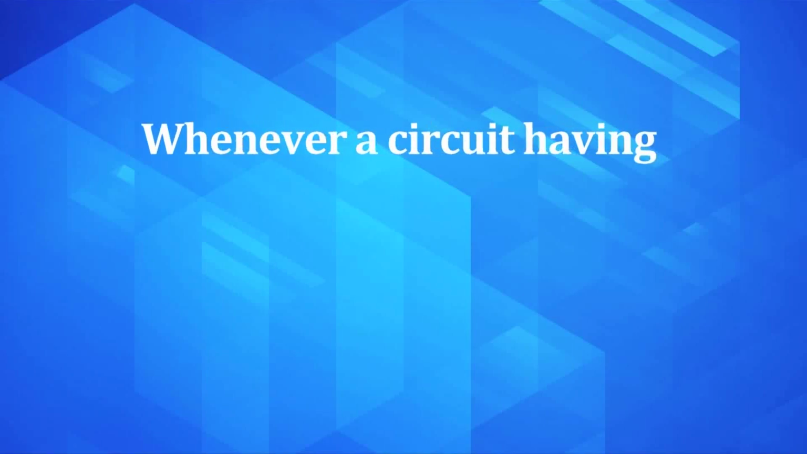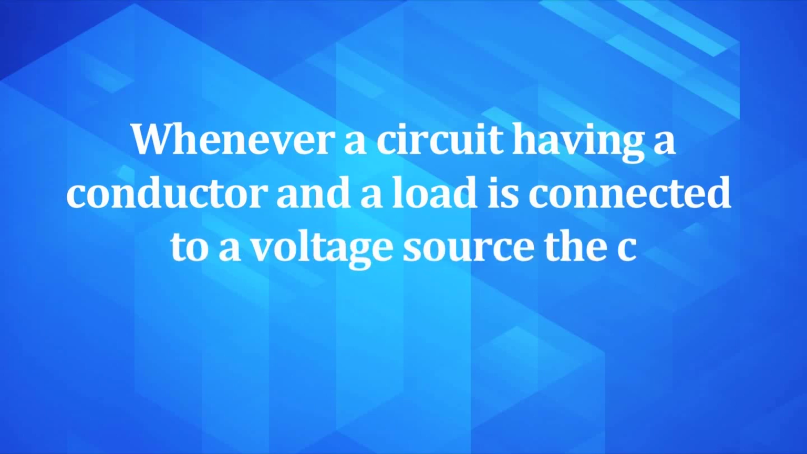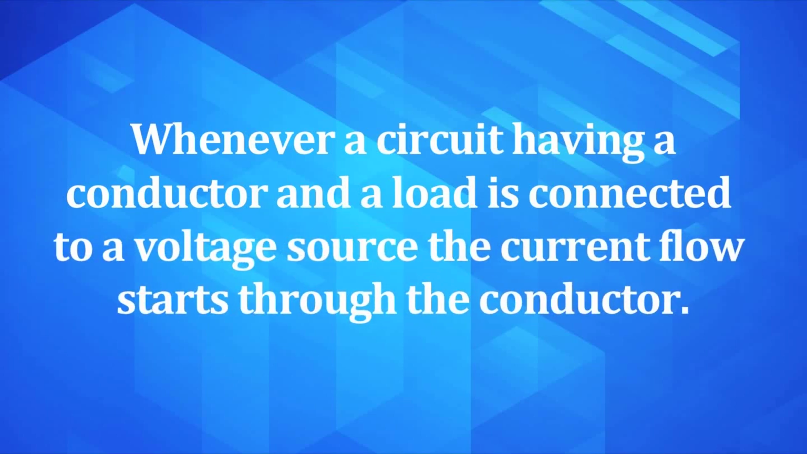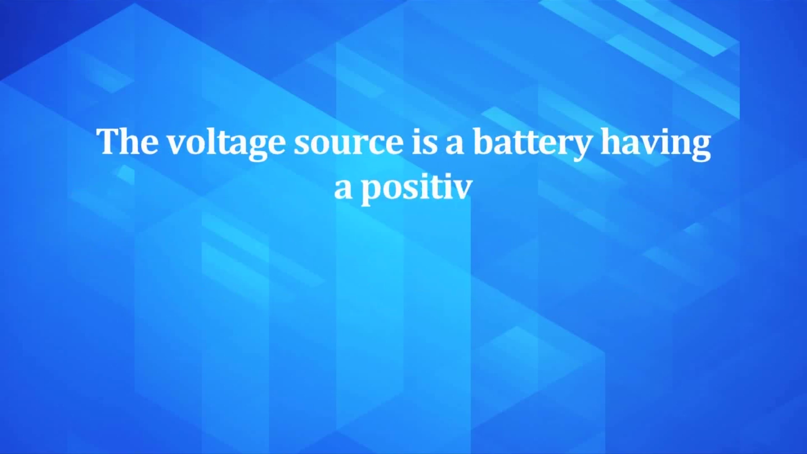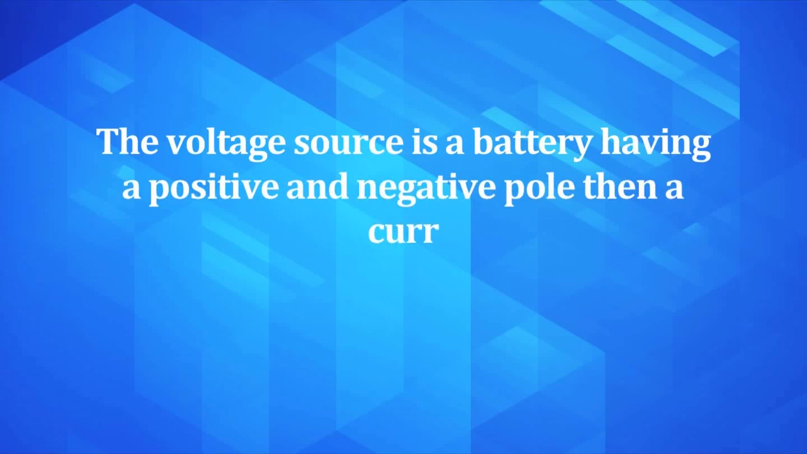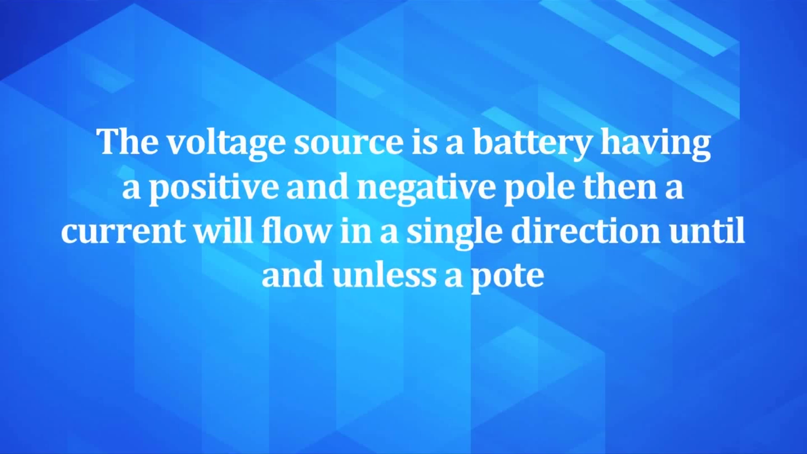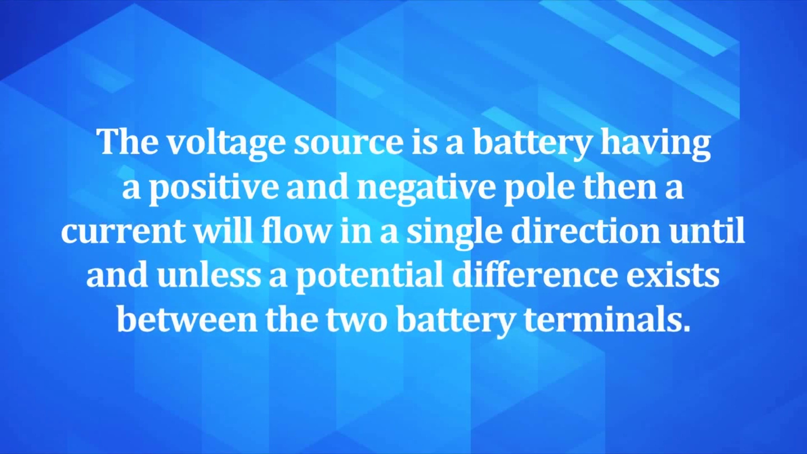Whenever a circuit having a conductor and a load is connected to a voltage source, the current flow starts through the conductor. And if the voltage source is a battery having a positive and negative pole, then the current will flow in a single direction until and unless a potential difference exists between the two battery terminals.